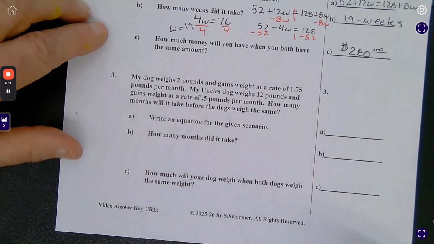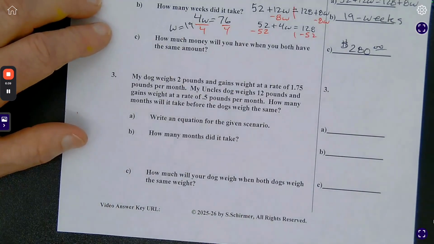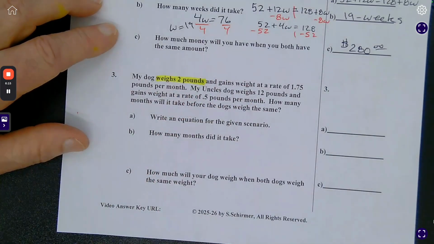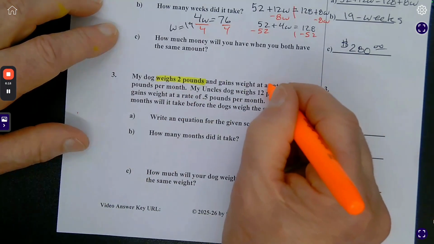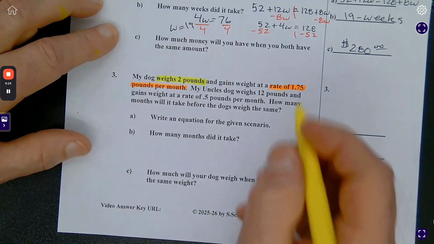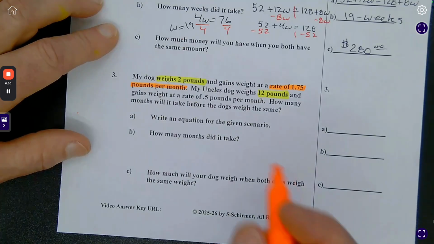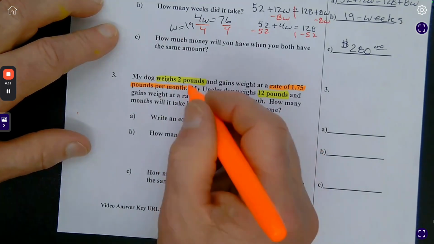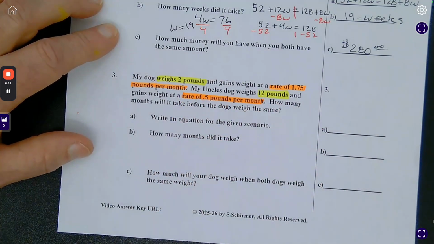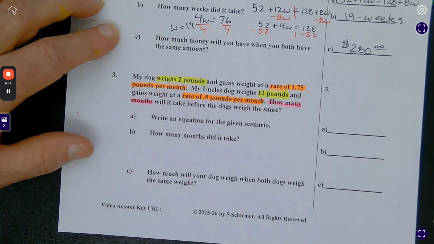My dog weighs 2 pounds, and gains weight at a rate of 1.75 pounds per week. Okay, this is very similar to the problem we just did. My uncle's dog weighs 12 pounds and gains weight at a rate of 0.5 pounds per month. Sorry, I keep saying week, per month. How many months? There's the question, right? Always look for the question because that dictates your variable.